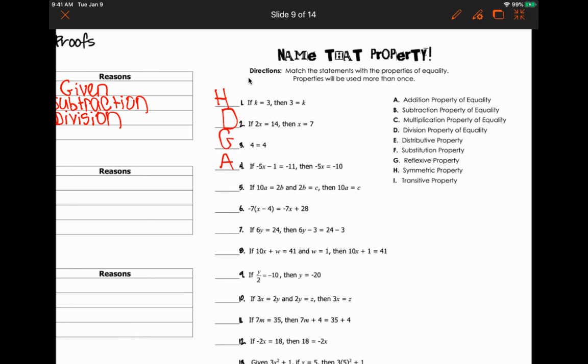If 10a equals 2b and 2b equals c, then 10a equals c. So that's the if a equals b and b equals c, then a equals c. So that's the transitive, I. Negative 7 times x minus 4 equals negative 7x plus 24. That's distributive, E.